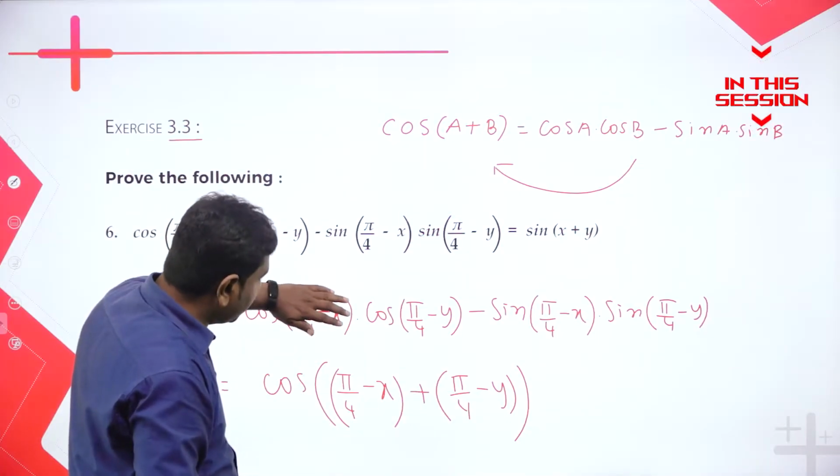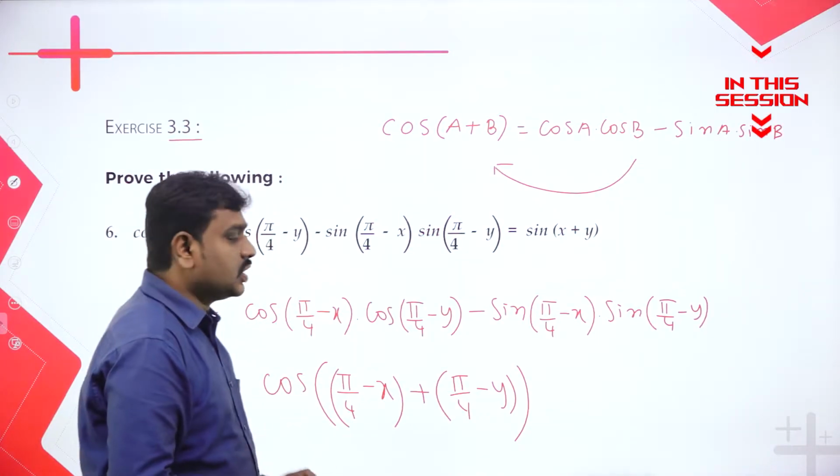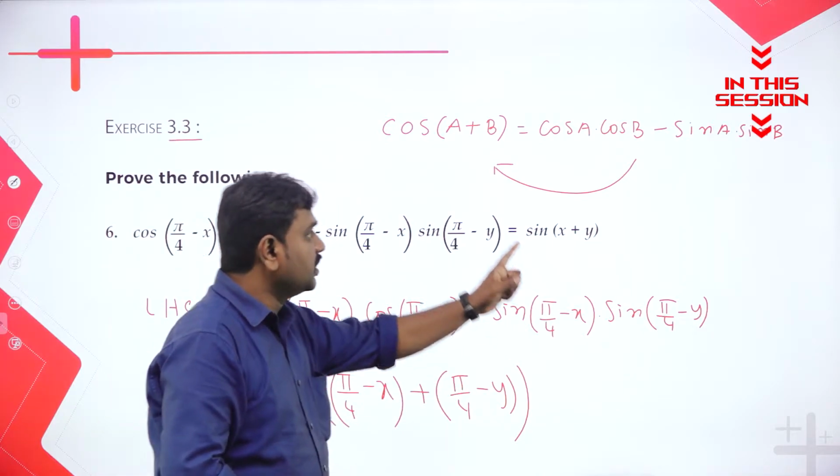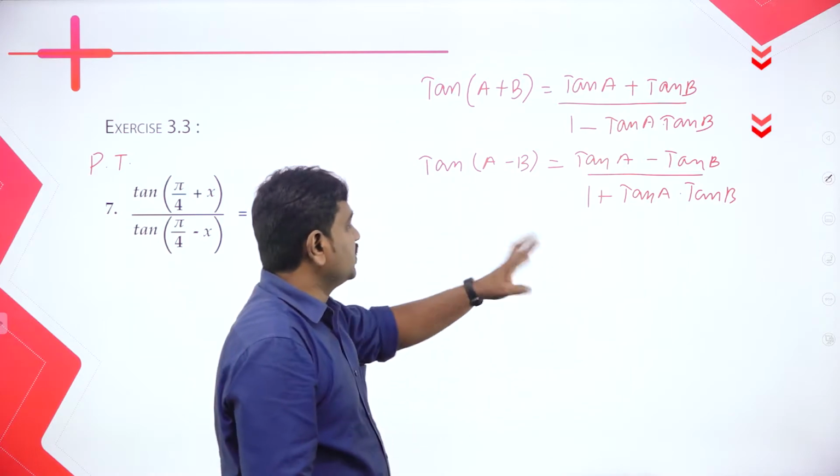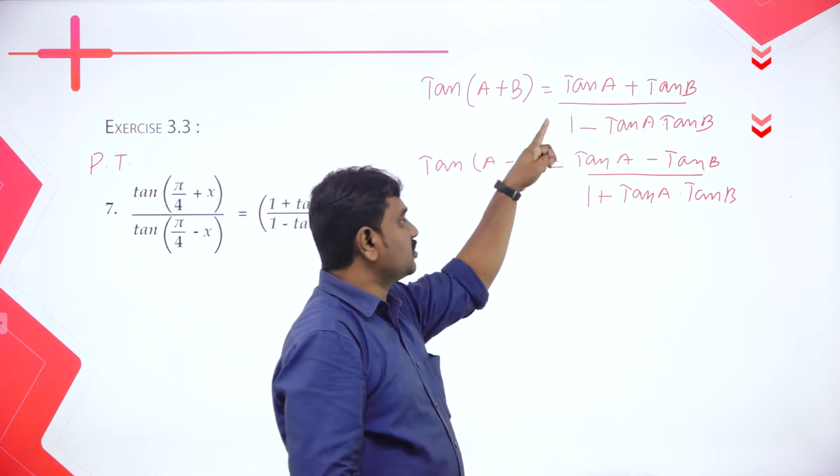A is pi by 4 minus x, B is pi by 4 minus y. What is cos A cos B minus sin A sin B? Cos of A plus B. So in the numerator we'll have plus. If it is minus, in the numerator we'll have minus. And denominator first term is always 1.